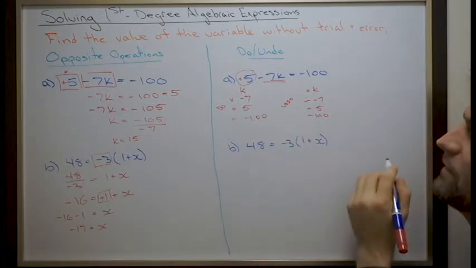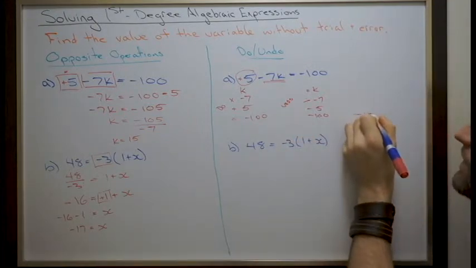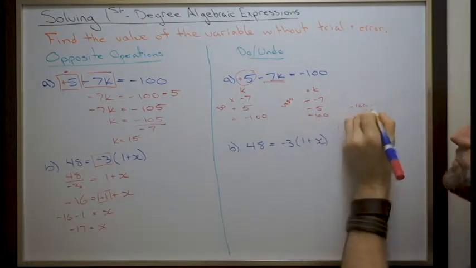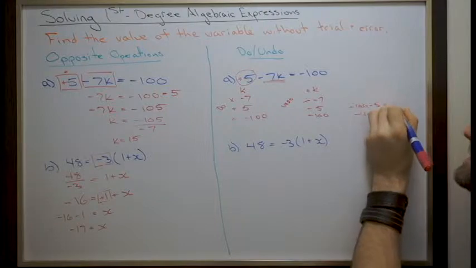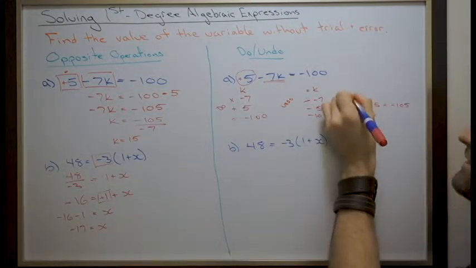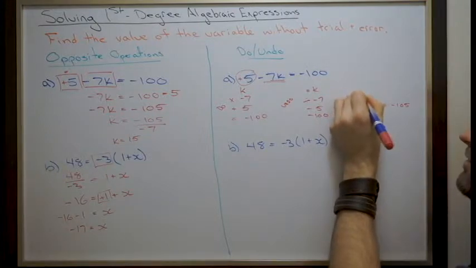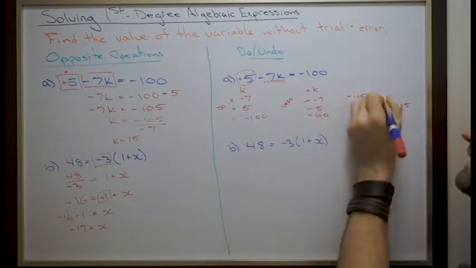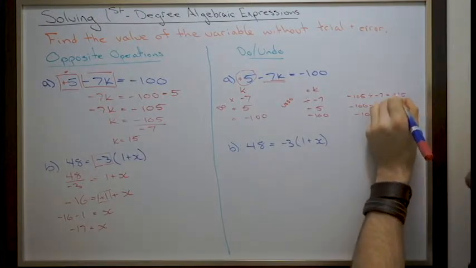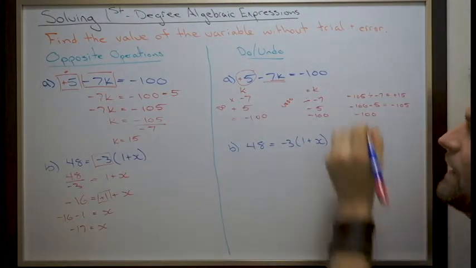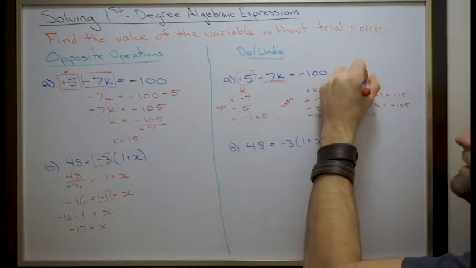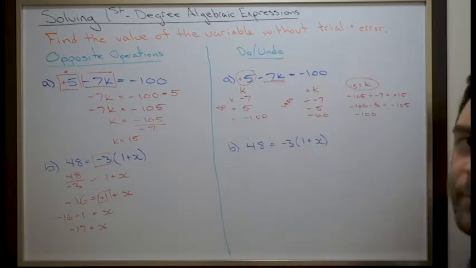So going about that, we start with our negative 100. We're subtracting that 5, so that's going to give us negative 105. Then we're going to divide that negative 105 by negative 7, and that gets us our positive 15, and that's our k value. That's what k equals, so 15 equals our k value. There's our answer.